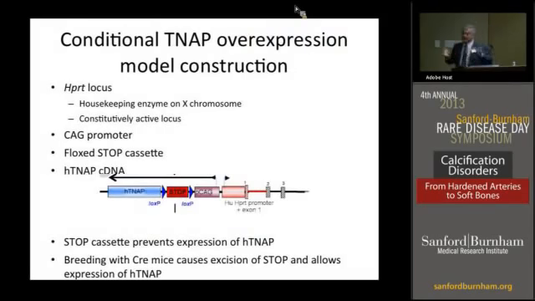What he has done is insert the human TNAP cDNA into the HPRT locus of mice. So essentially, we're generating an X-linked disease here. This cDNA is flanked by LOXP sites. These transgenic mice are normal until you breed them with a mouse expressing Cre recombinase, able to excise those LOXP sites and now activate expression of the TNAP cDNA.